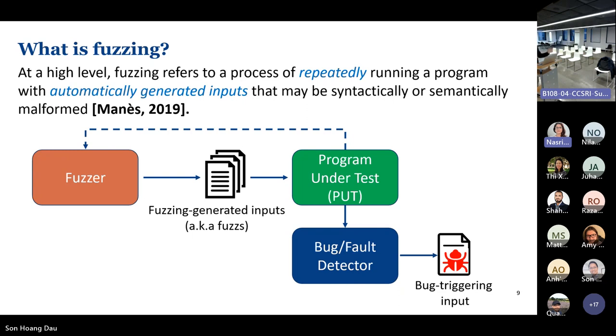fuzzer on the left, just take some sample input and then mutate or perturb them to generate a million new inputs we send to the system under test. We check if something went wrong. And if there's something went wrong, we keep the input and share the input with the developer for fixing. Suppose that I'm testing the PowerPoint, the app that I'm presenting now, right?